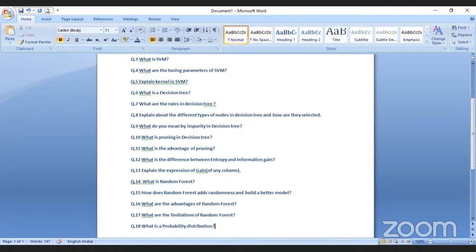In a probability distribution, the random variable is plotted on the x-axis and the associated probabilities are plotted on the y-axis. So the variable will be plotted on the x-axis, and the probabilities of the particular variable will be plotted on the y-axis. So that is probability distribution.